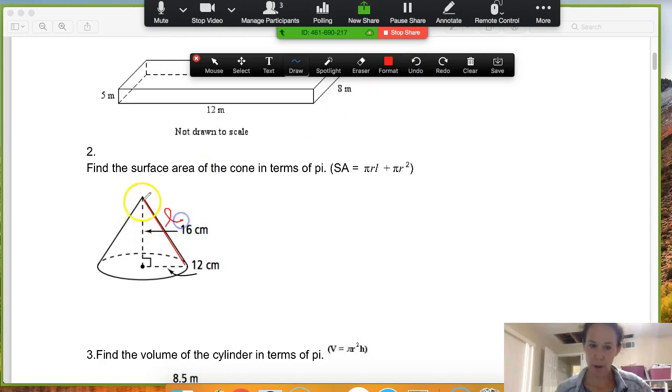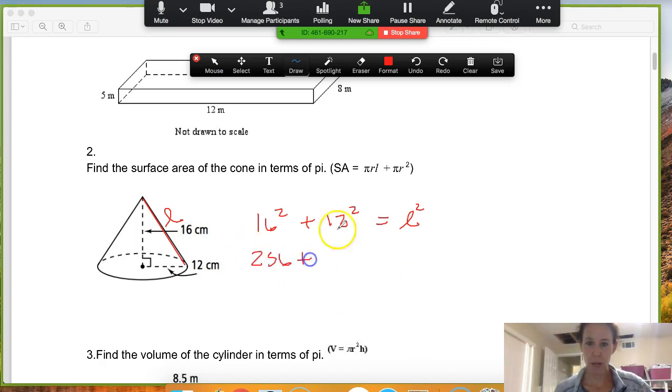So I know this is 16, this is 12, and this is the diagonal of a triangle right here. So I'm going to go 16 squared plus 12 squared equals my slant height squared. All right, so I'm going to use a little calculator. What's 16 squared? 256.